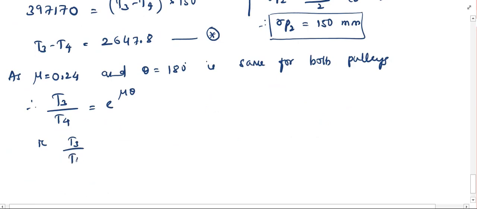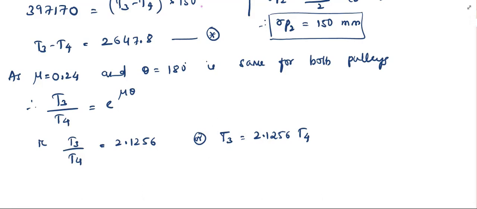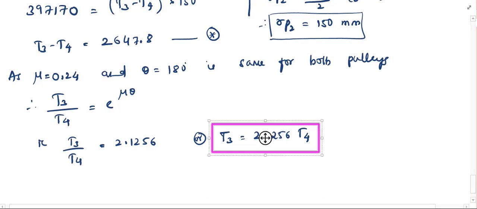That is, T3 by T4 can be written as 2.1256. So I can rewrite this as T3 is equal to 2.1256 into T4. So that is the condition for T3 and T4.